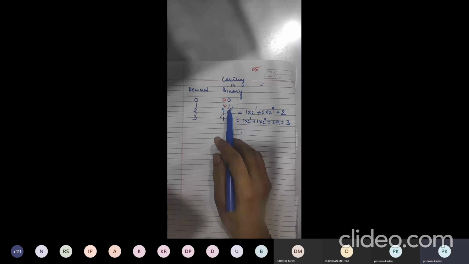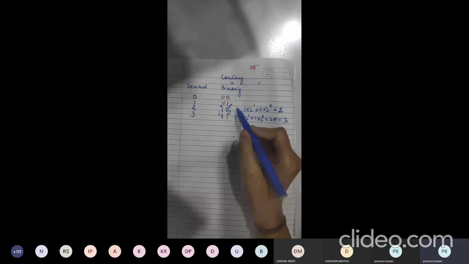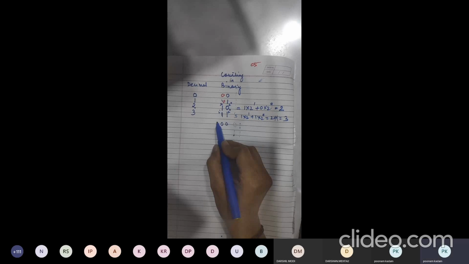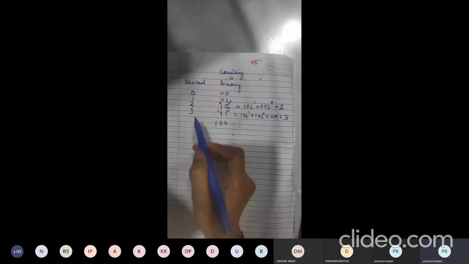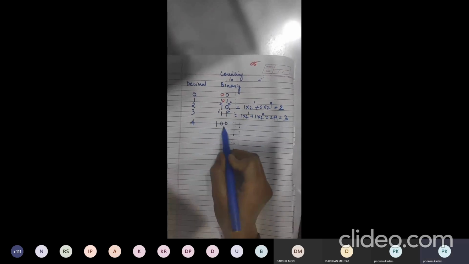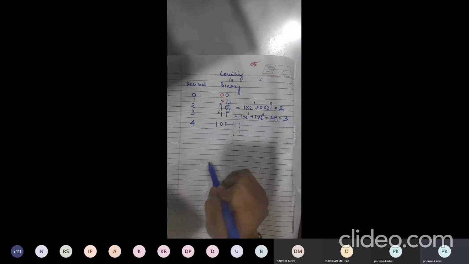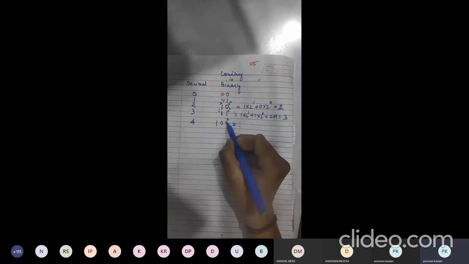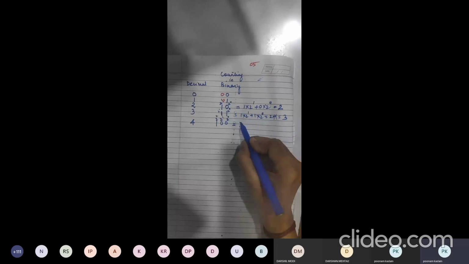Okay, now all the combinations are done. So next, we will again go back to 0 and add 1 here. So this is the binary representation of decimal number 4. Now let us verify this also. The weight associated with the LSB is 2 raised to 0. This is 2 raised to 1. This is 2 raised to 2. So 1 into 2 raised to 2 is 4, plus 0 into anything is 0, plus 0. So this is equal to 4. I hope it is clear, right?